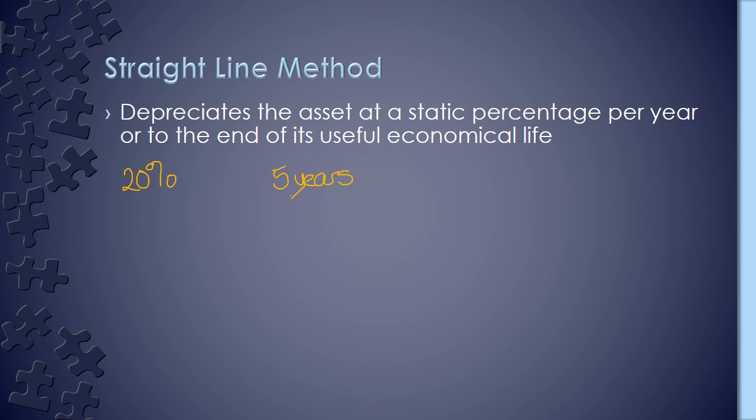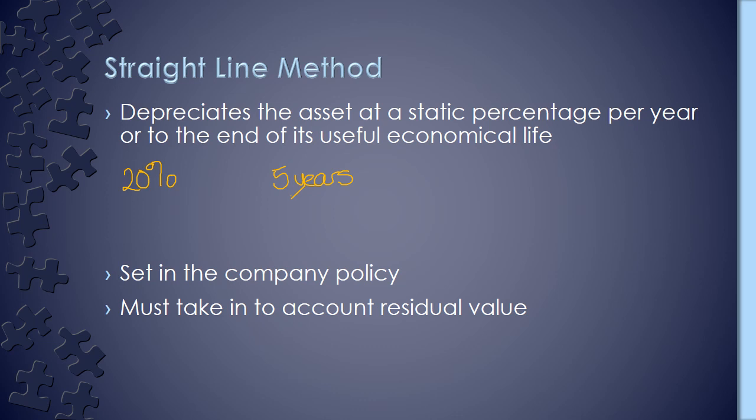So there's two ways of wording it. It means the same thing, but there are two different ways of wording it. So just have a look at your question. The straight line method will be set in the company policy, as I just mentioned. So you will have that you depreciate computers like this, you depreciate fixtures and fittings like this, leasehold improvements, whatever it might be. They will be set out in the company policy, and for the purposes of your exam you will be told in the question which method is used and on what basis that method is.